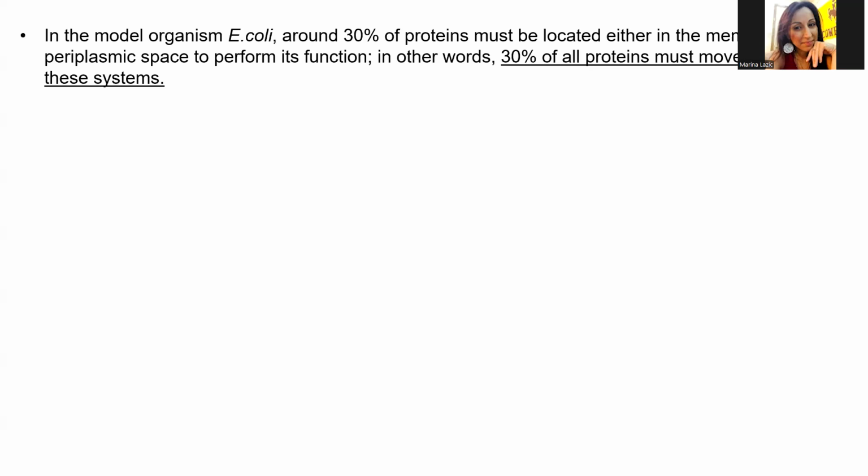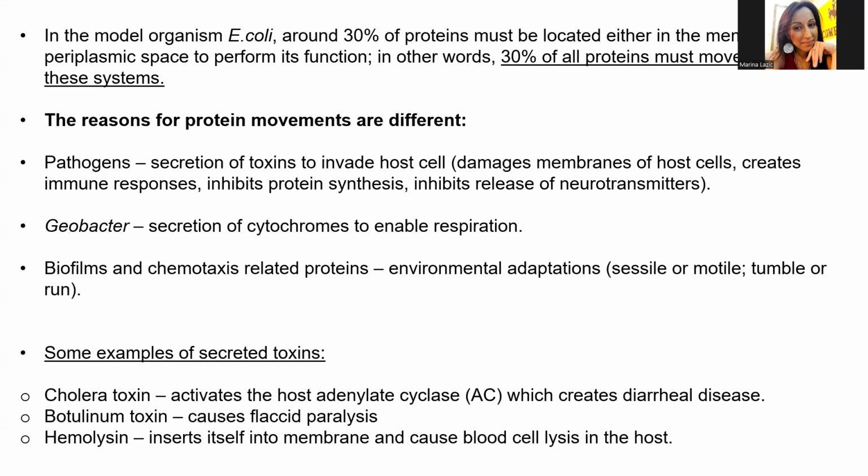So like our airport. So anyway, the model organism E. coli, pretty much a third of the proteins need to be moved across the membrane. Either they will be transported into the periplasmic or cytoplasmic space, but the reasons for moving these proteins can be very different. For example, in pathogenic E. coli, and there are other pathogens too, not only E. coli, the proteins that are moved through the system are toxic or hydrolytic enzymes, something that will attack host cells.